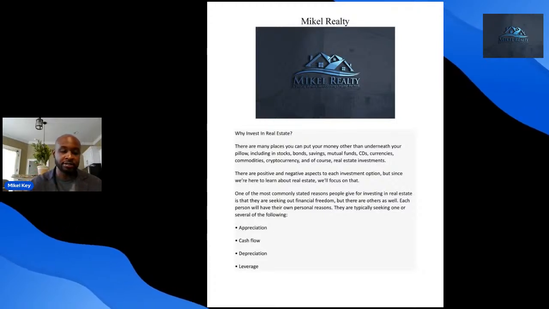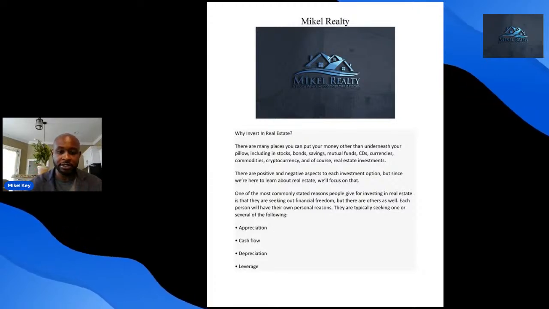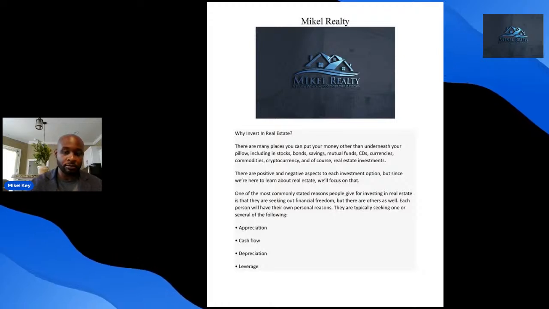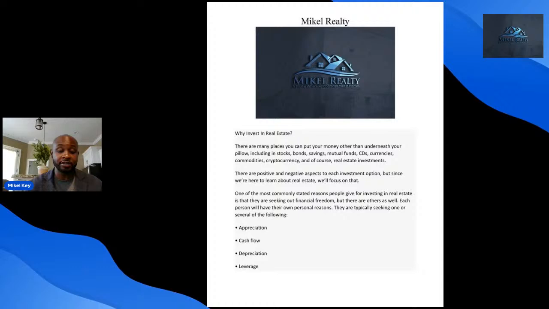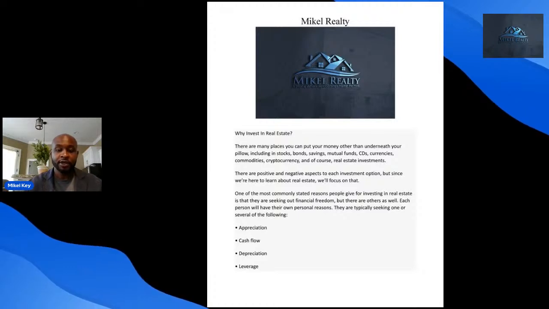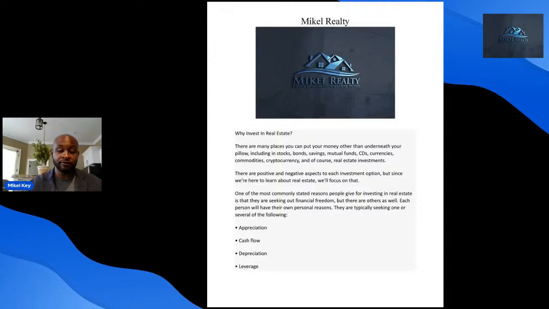There are so many other tax write-offs that you get in real estate. You can write off a portion of your mortgage payment. You can write off maintenance. You can write off just about anything you can think of in real estate. So that's really one of the biggest reasons everyone should invest in real estate.